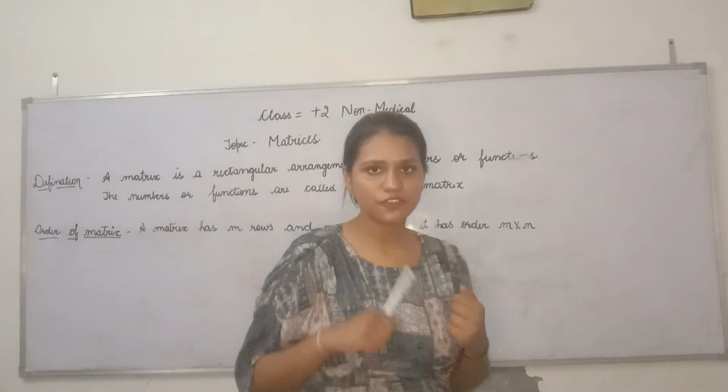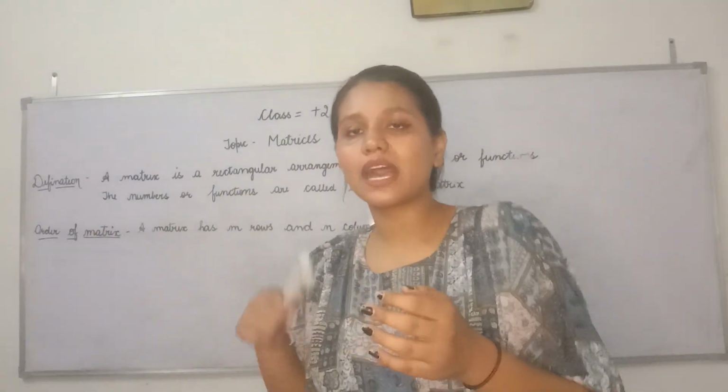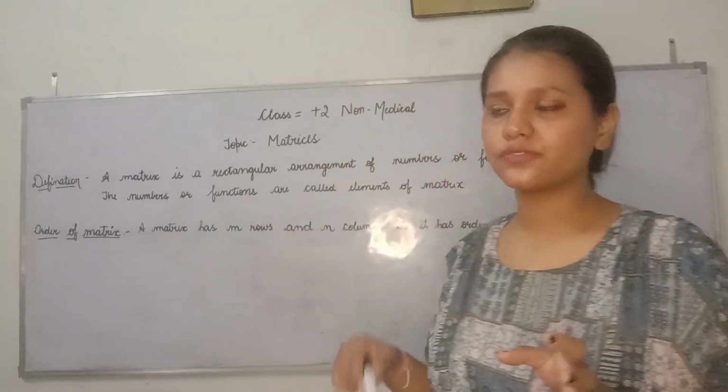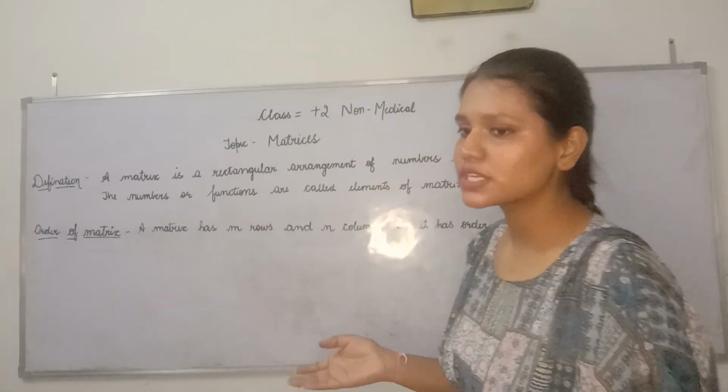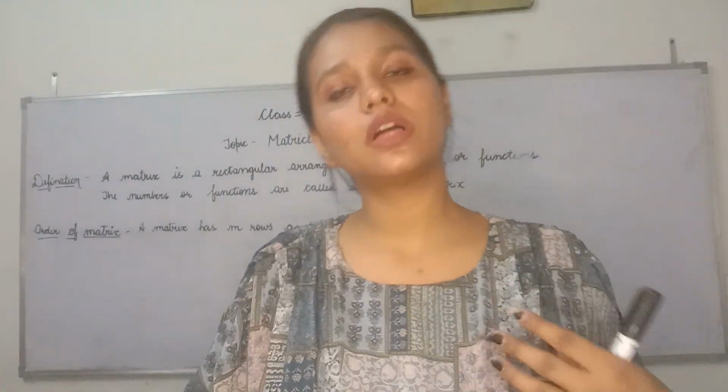The next point to be noted is the order of a matrix. What is the order of a matrix? It tells how many rows and how many columns are present in the given matrix. If the question asks to find the order of the matrix, we just have to count how many rows are present and how many columns are present.